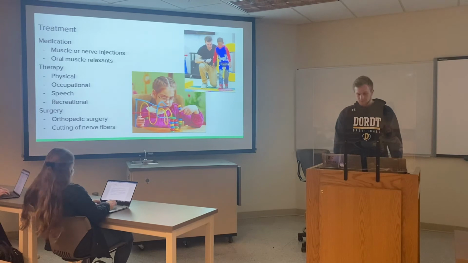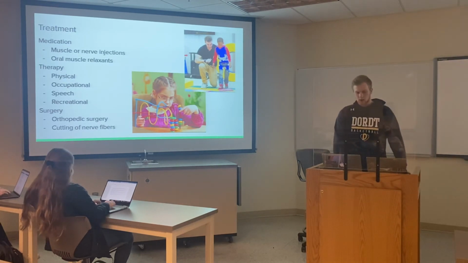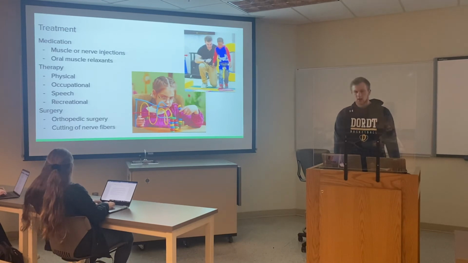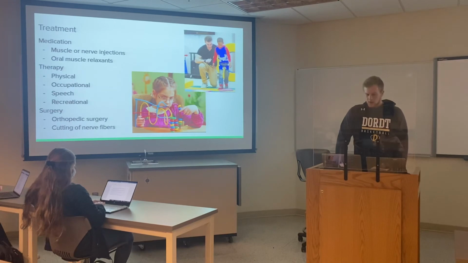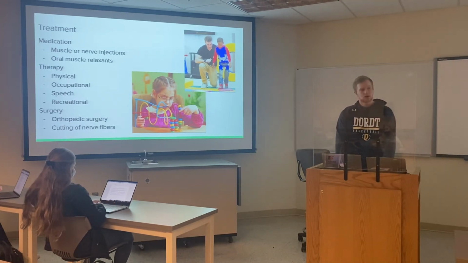Oral medication is also used, and this is used for relaxing the muscles as well. And these are taken to release muscle tightness, and also to reduce drooling if that is a common problem that your child is dealing with. Therapy: physical therapy can also be done to improve the muscles of your child and help them train their muscles to use them to the best of their abilities.